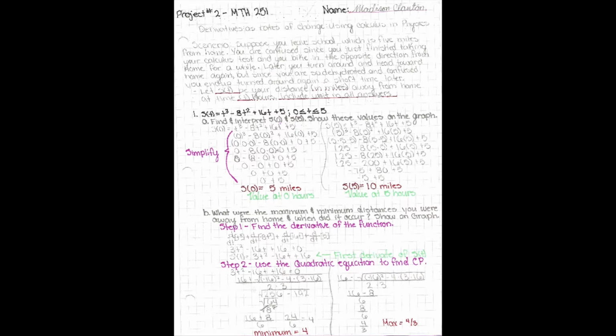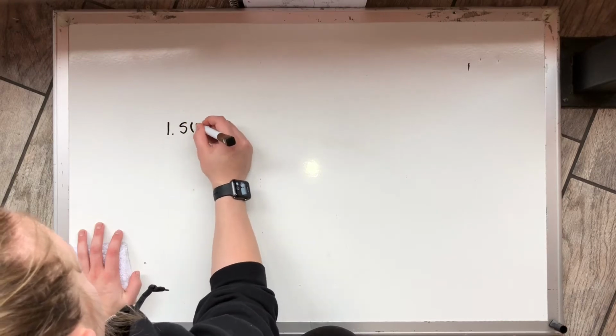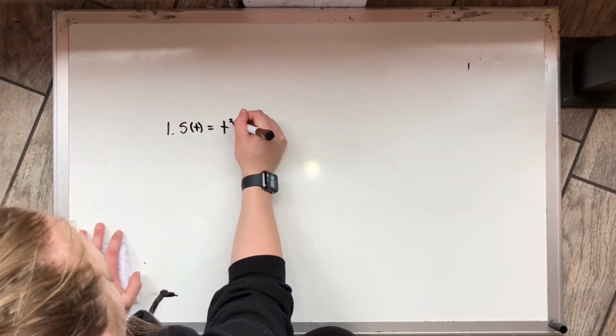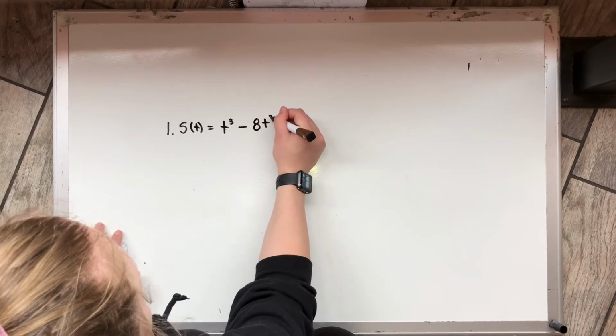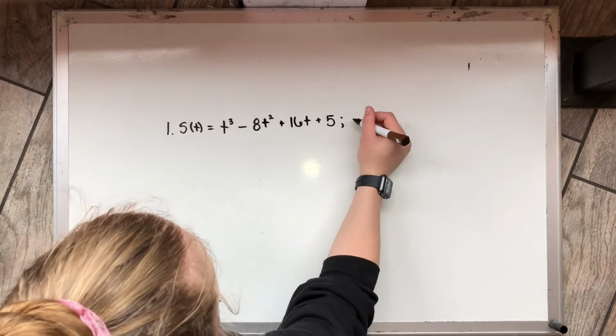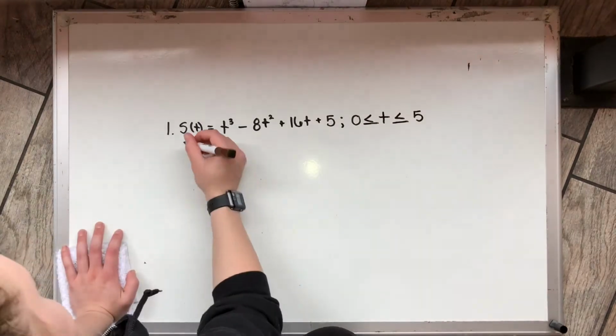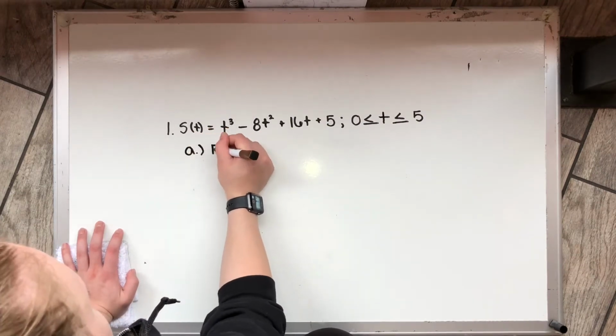questions that were given. The scenario that was given was you're leaving school and we need to figure out the distances and the velocity and acceleration of all of the actions. We are going to start with question 1. S(t) equals t^3 minus 8t^2 plus 16t plus 5, and the interval is 0 less than or equal to t and less than or equal to 5.